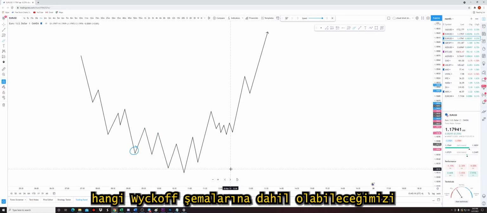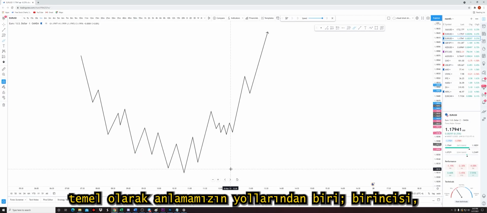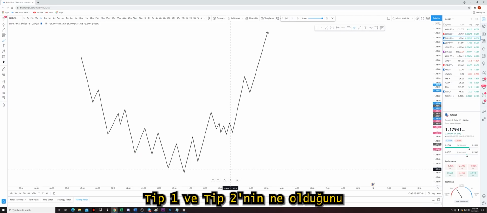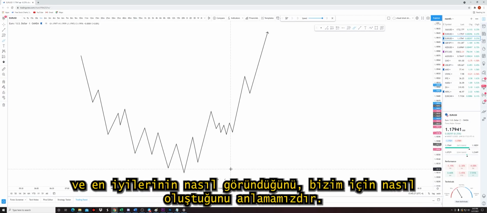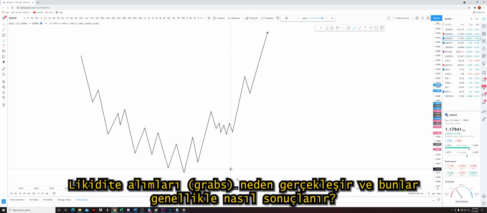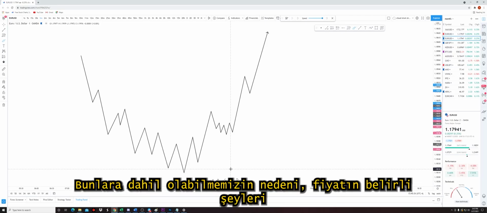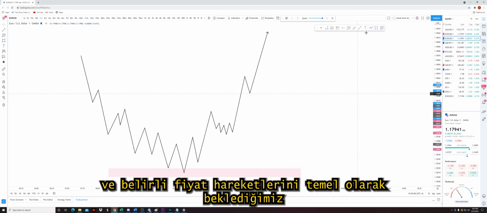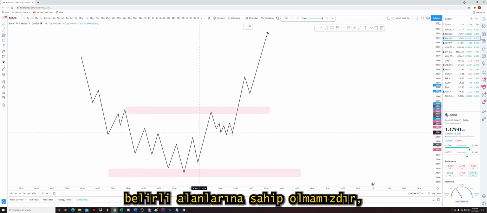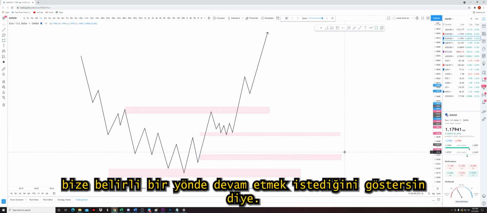Now, one of the ways that we basically understand which Wyckoff schematics we can get involved in is, one, we understand what a type 1 and type 2 is and how the best ones kind of look, how they form for us, why the liquidity grabs happen, and how they often play out. Two, the reason we are able to get involved on them is because we have specific areas of price where we expect certain things and certain price action to basically show us that it wants to continue going in a specific direction.